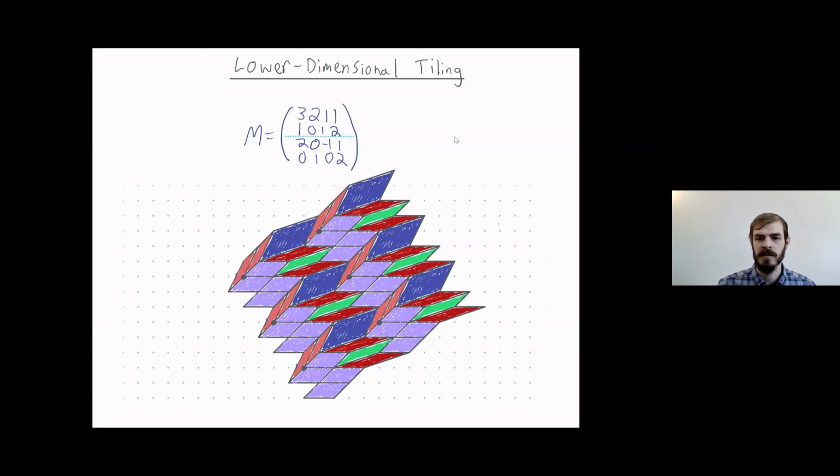Something I'm curious to explore more is, I conjecture that every tiling of space in this way using parallelepipeds corresponds to some higher dimensional tiling. I think that I can use that to classify the tilings of lower dimensional space, but I haven't been able to prove it yet. So it's a conjecture in my thesis.